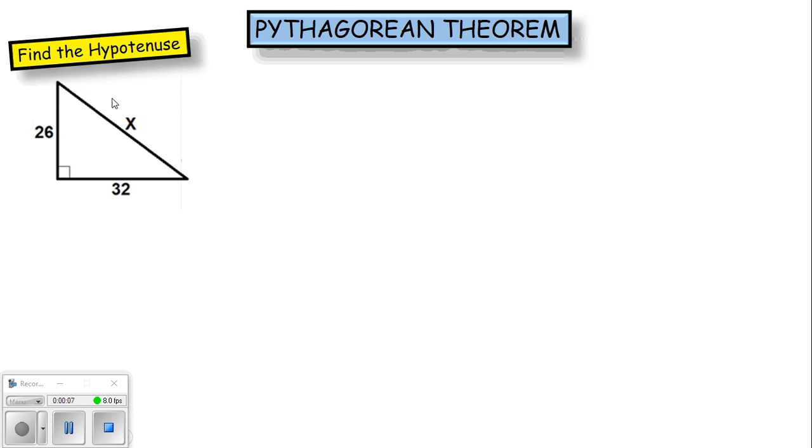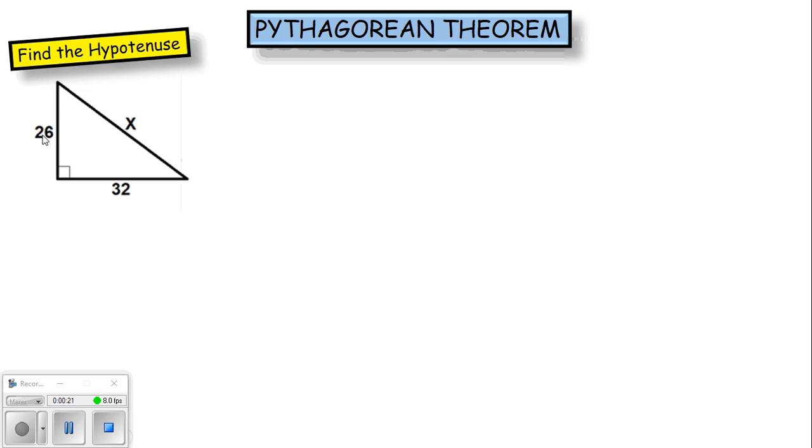Okay, we've been studying the Pythagorean Theorem, which works something like this. If you have a right triangle, it must be a right triangle like we have here, and we know two of the sides, we can find the third side. In this case, I know two legs and want to find the hypotenuse. We use the Pythagorean Theorem, a squared plus b squared equals c squared.